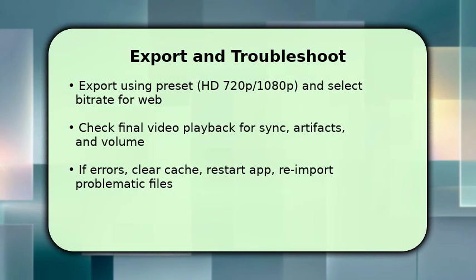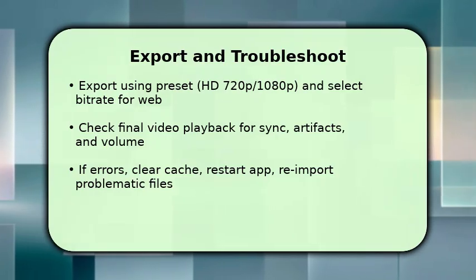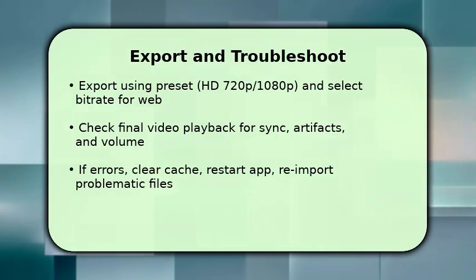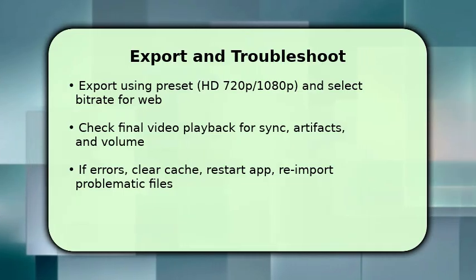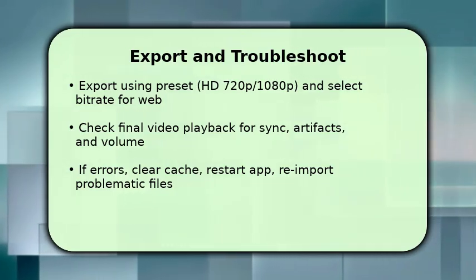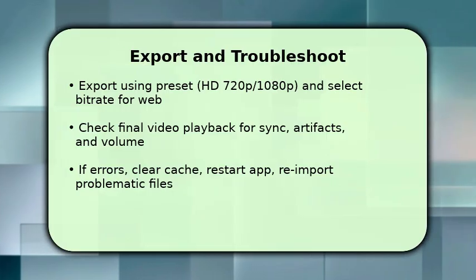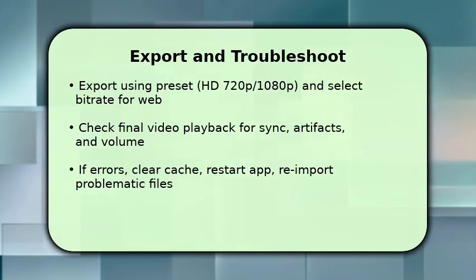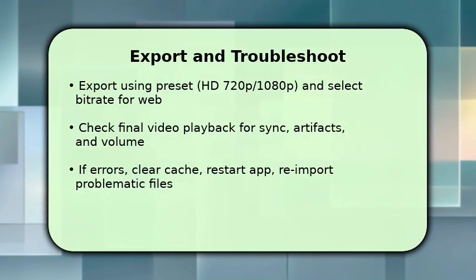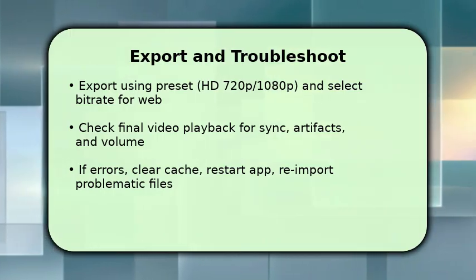Finish by exporting with an appropriate preset. Choose HD 720p or 1080p and pick a bitrate suited to your platform. Higher bitrate improves quality for larger screens. Once exported, play the final file end-to-end to confirm audio sync, no visual artifacts, and consistent volume levels.